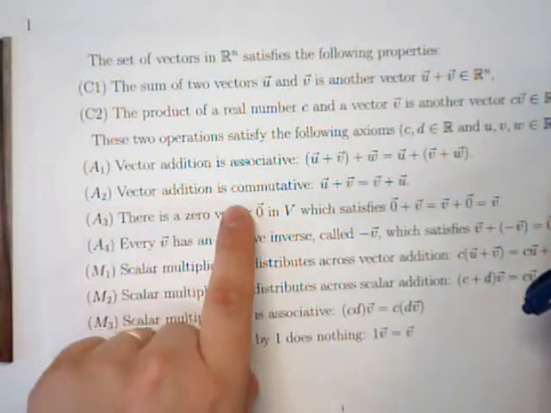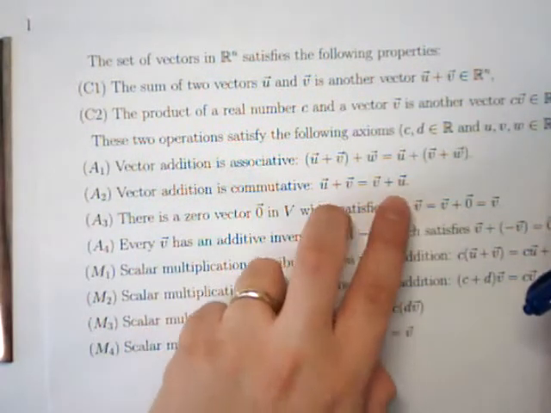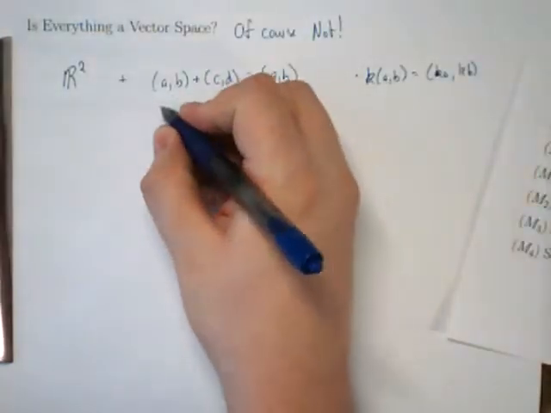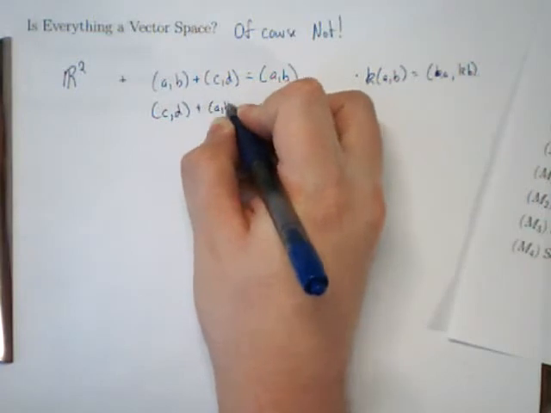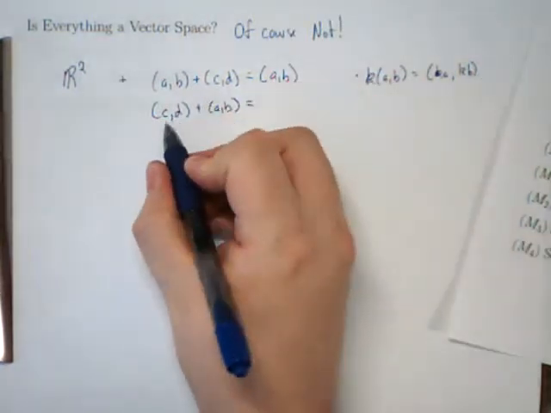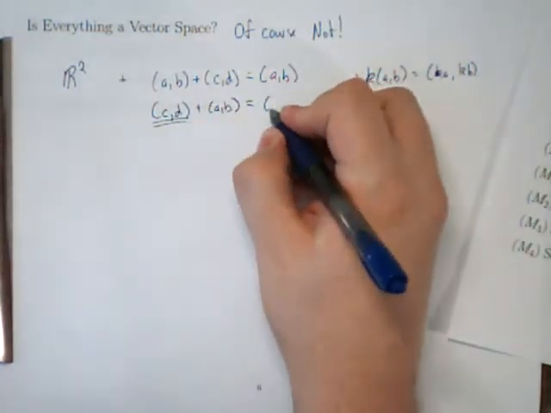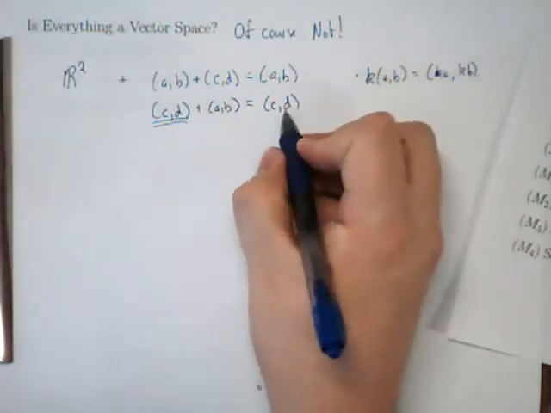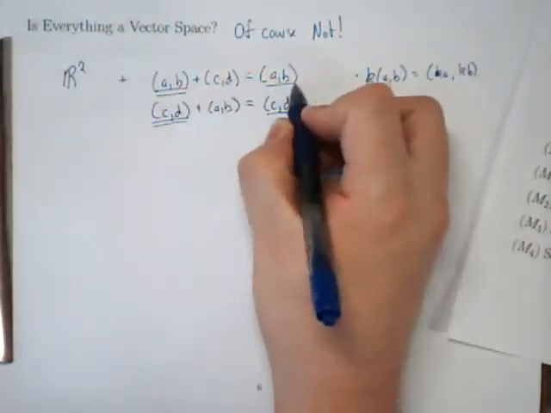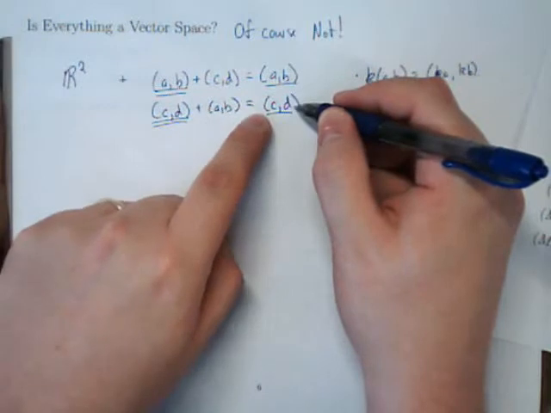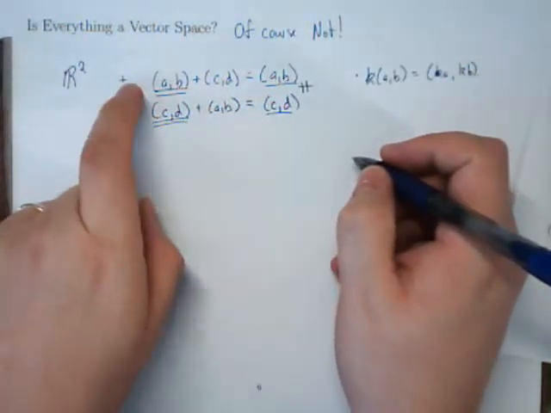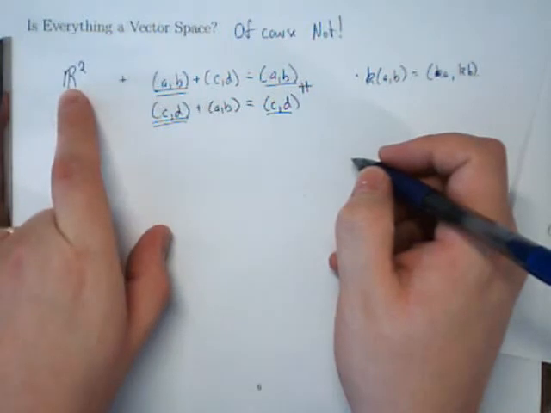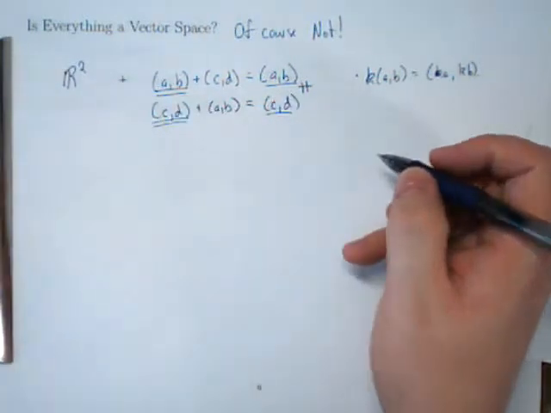We're going to look at commutativity. In other words, if I switch the order in which I add things together, if I swap things around and go (C, D) plus (A, B), do I get the same thing? No. This would say take the first vector and put it here. Grab the first vector, put it there. Does (A, B) equal (C, D)? No. They're not the same, which means this is not a vector space. R2 is not a vector space using this way of adding vectors.